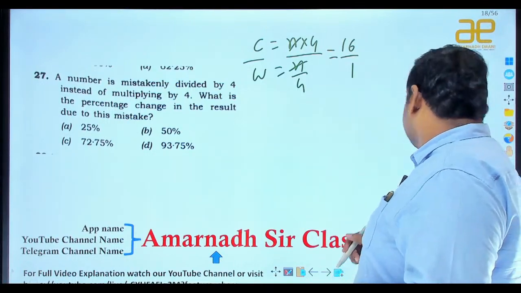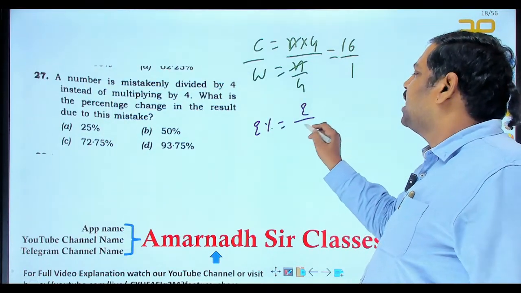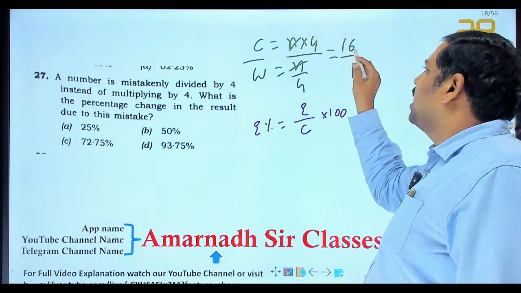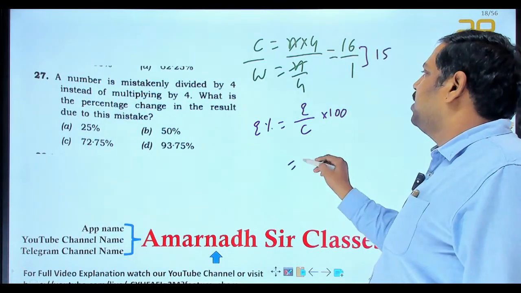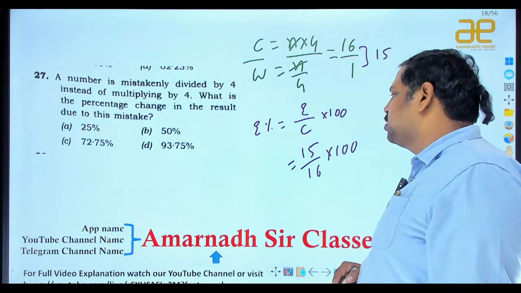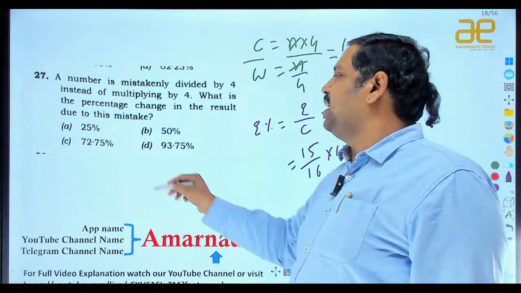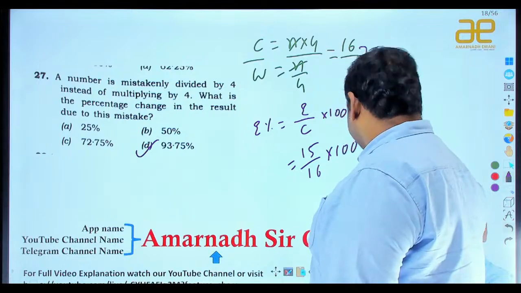Okay, so error percentage means error by correct value into 100. Correct value is 16, wrong value is 1, means error is 15, right? So 15 by correct value, 16, into 100. So 1 by 16 means 6.25 now. If you remove it, it will be 93.75. So answer is D. Okay, let's see the next beautiful question.